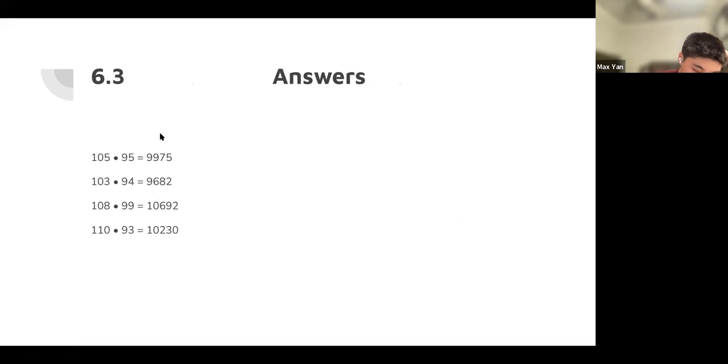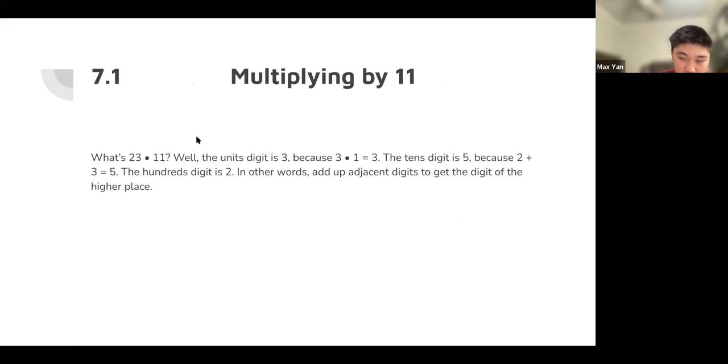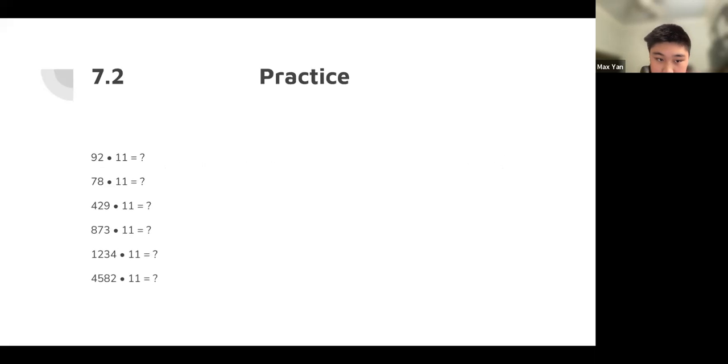So those are our answers. And we'll go on to the next one. So what if we multiply by 11? Like 23 times 11. Well, the units digit is 3 because 3 times 1 is 3. The tens digit is 5 because we add 2 and 3. The hundreds digit is 2. In other words, add up adjacent digits to get the digit of the higher place. So something like 92 times 11, you can practice with these.